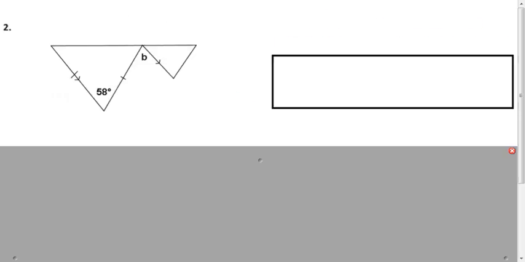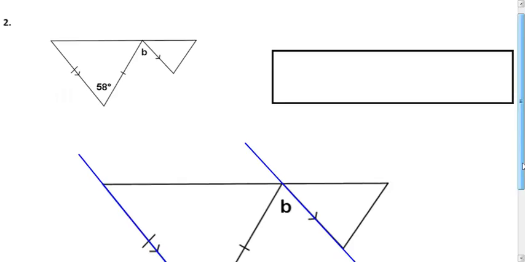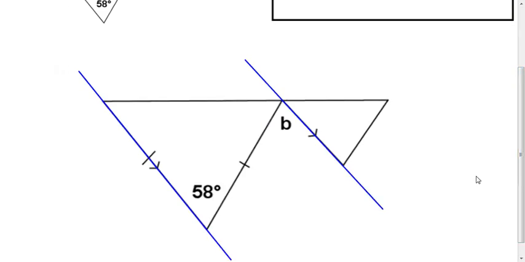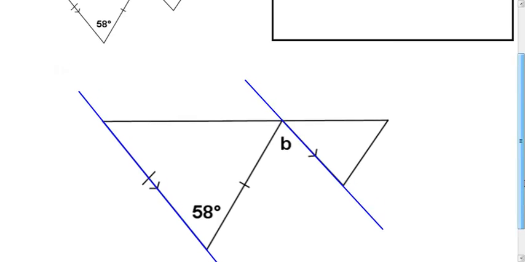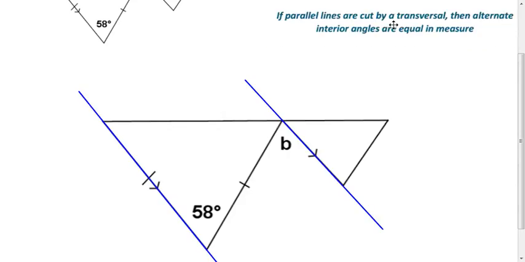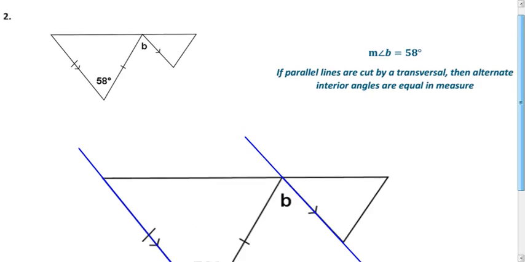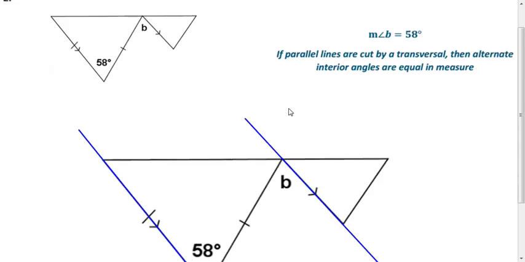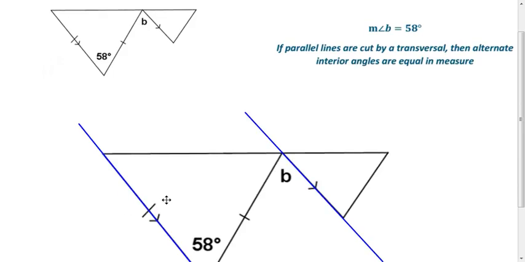Okay, what about this one? So I extended those lines. And really, this is just alternate interior angles. There's nothing else going on there. Right? Just angle B is 58 degrees. Maybe the isosceles triangle threw you off a little bit, but you really didn't need to use the fact that it was isosceles to figure out what B was.